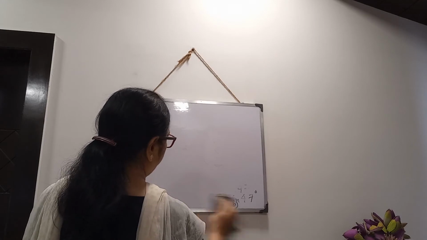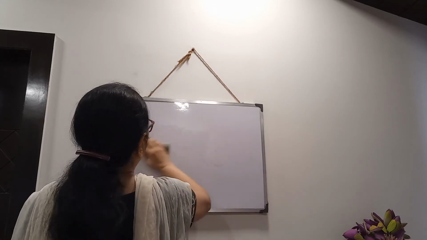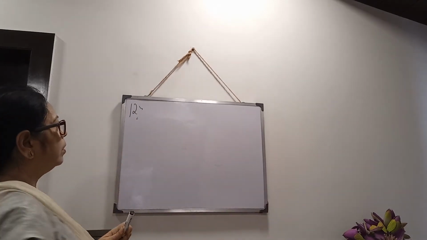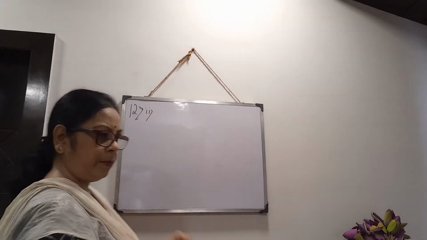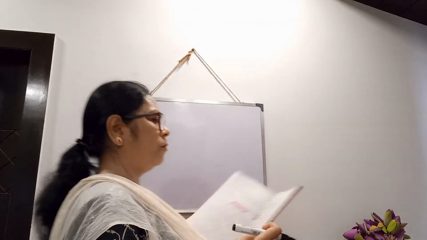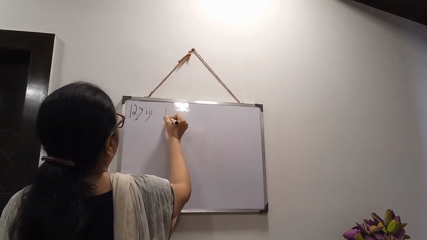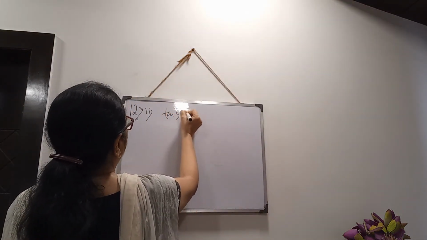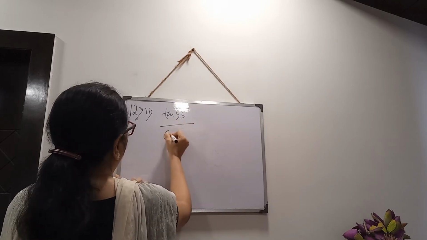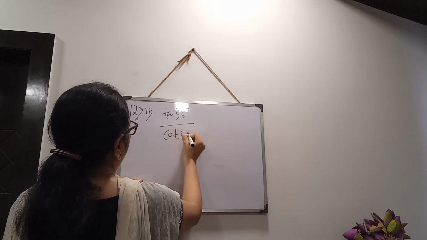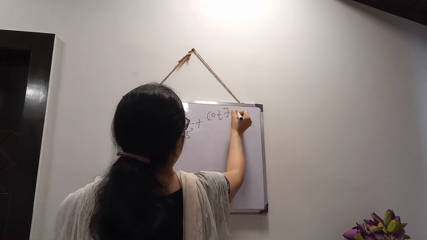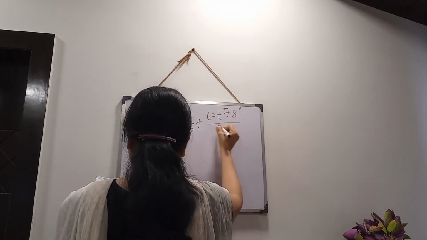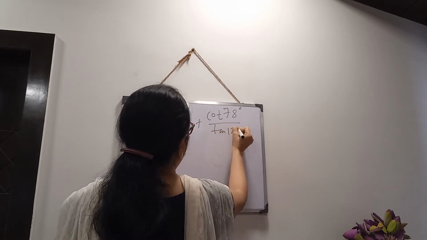Second one. This is the most important chapter in trigonometry, complementary angles. Number 2, find the value of this: tan 35 degree by cot 55 degree plus cot 78 degree by tan 12 degree.